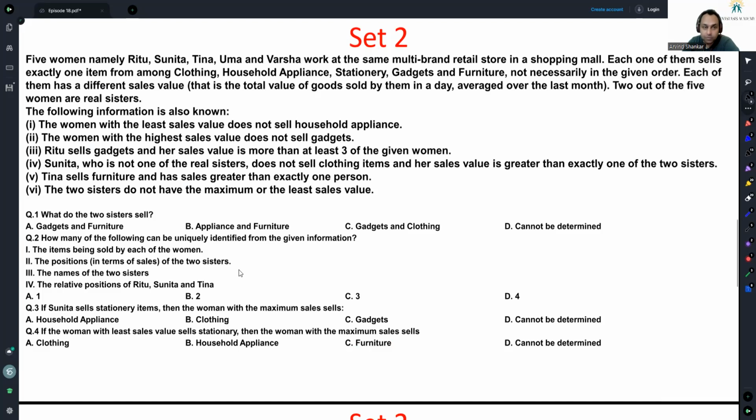5 women, namely Ritu, Sunita, Tina, Uma, Varsha, work at a same multi-brand retail store in a shopping mall. Each one of them sells exactly one item from among clothing, household appliance, stationery, gadgets, and furniture, not necessarily in the given order. Each of them has a different sales value. That is the total value of goods sold by them in a day, averaged over the last month. 2 out of the 5 women are real sisters. Okay. The following information is also known. The woman with the least sales value does not sell household.